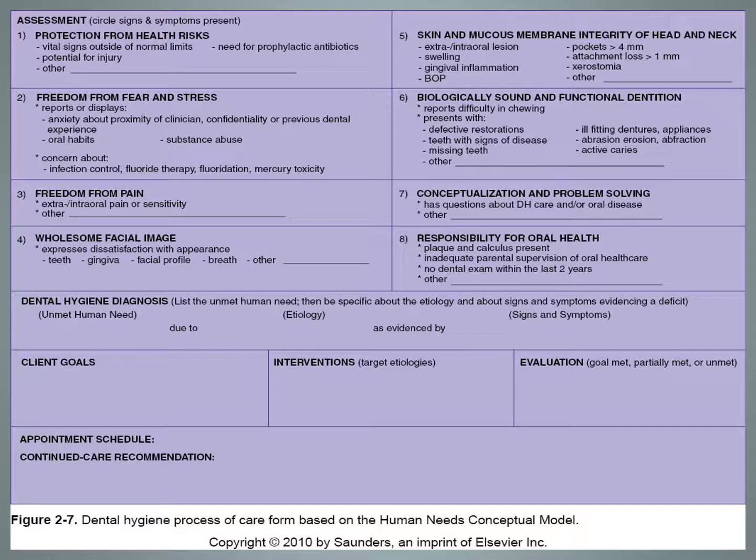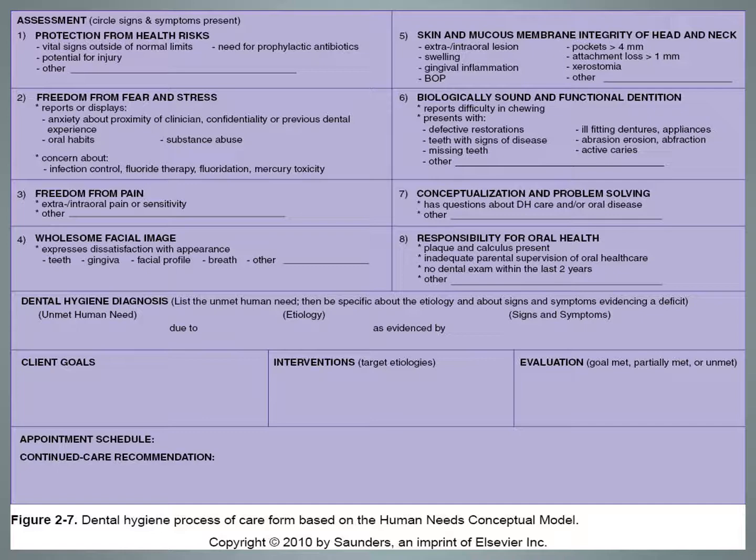You would create some goals with your patient, and you would keep them simple and realistic, and then you would create some interventions, very simple interventions to get them to improve whatever it is that needs to be improved.